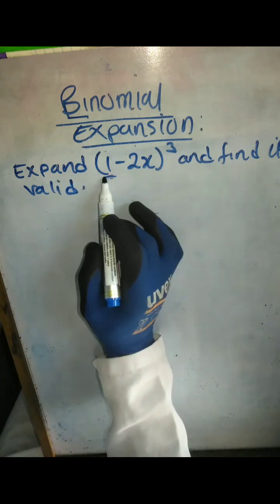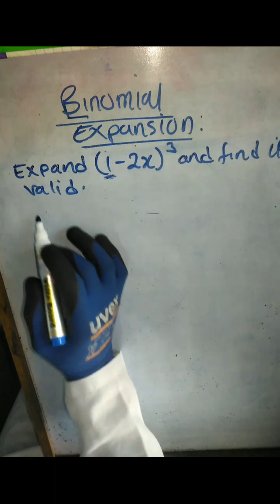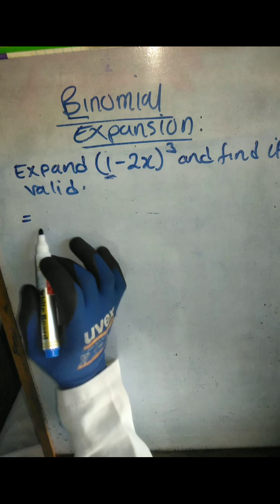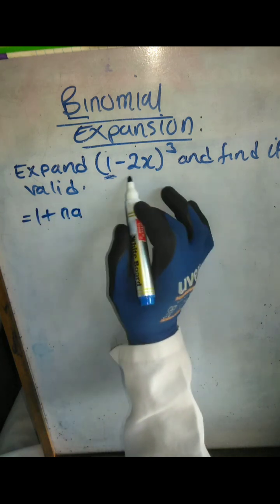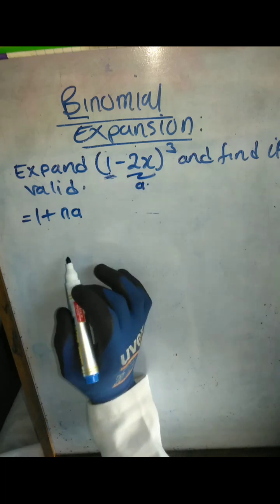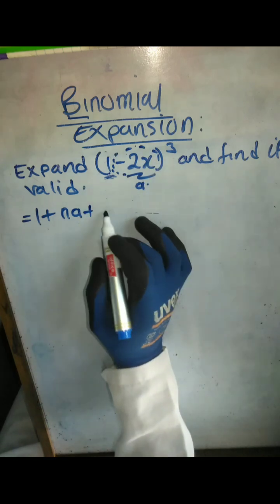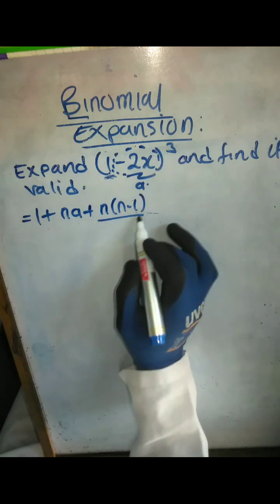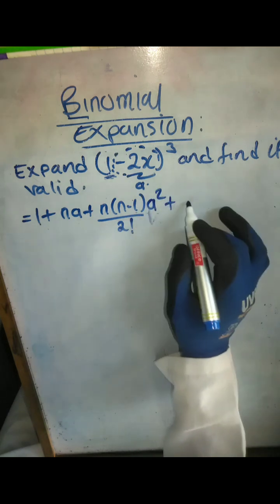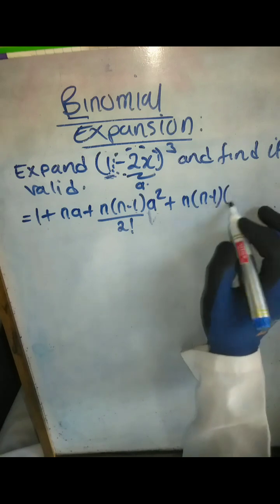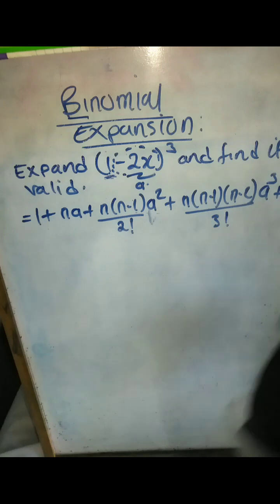If the binomial begins with 1, always use the other formula to expand. Don't use the other one with combinations. So start with this binomial equal to 1 plus n a, and this is your a in this case, not 1, including the sign, plus n(n minus 1) over 2 factorial a squared, plus n(n minus 1)(n minus 2) over 3 factorial a to the power 3, plus and so on, keep going like that.